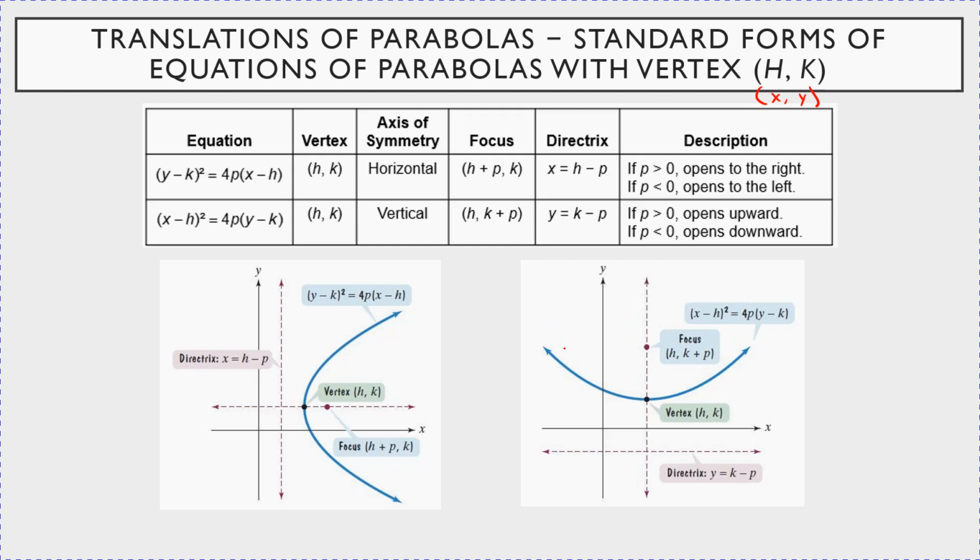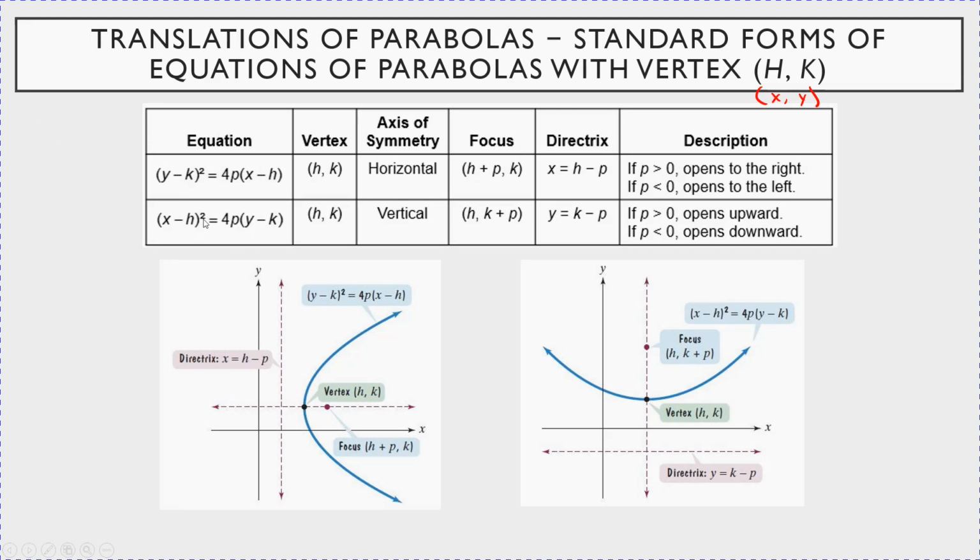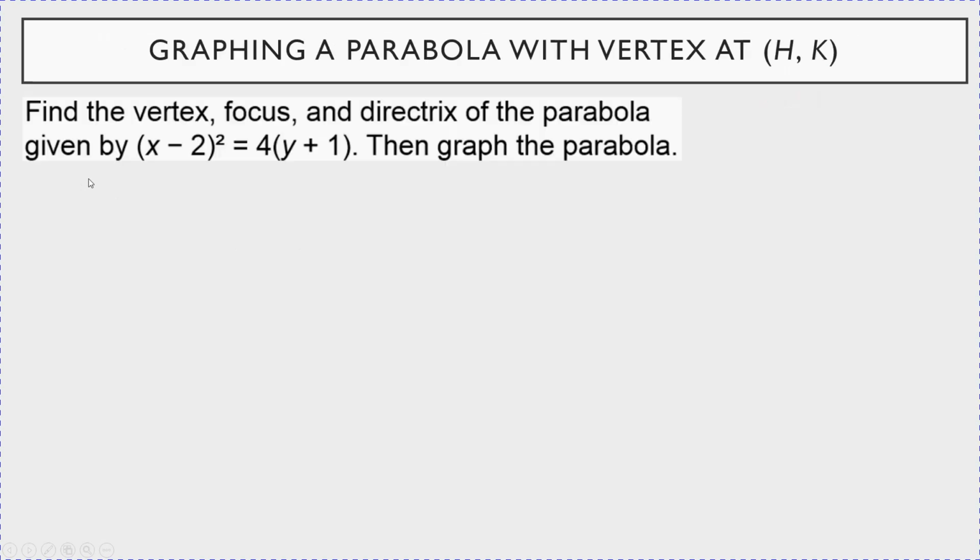All right, let's do an example so you can see how this is used. I want to find the vertex, focus, and directrix of this parabola given by (x minus 2) squared equals 4 times (y plus 1). Then I want to graph it. Well, look here. It's going to be this one here because I've got the squared term with the x. So this is (x minus h) squared equals 4 times p times (y minus k).